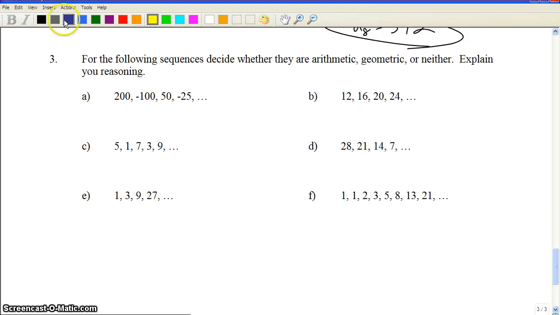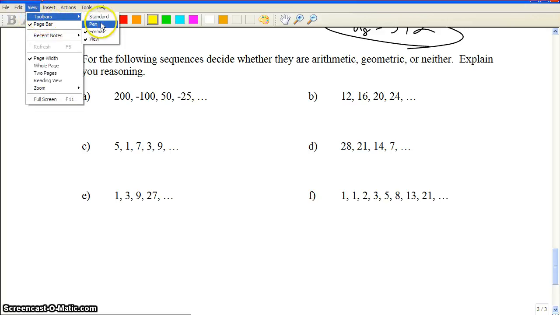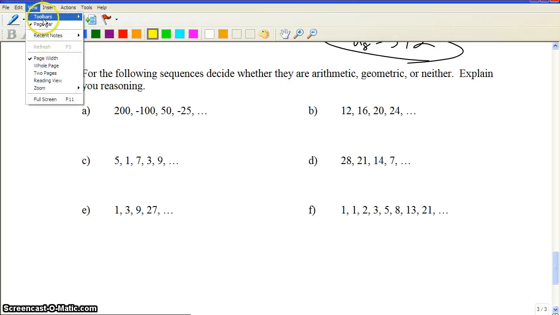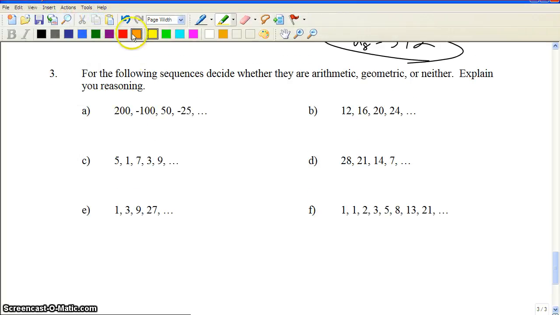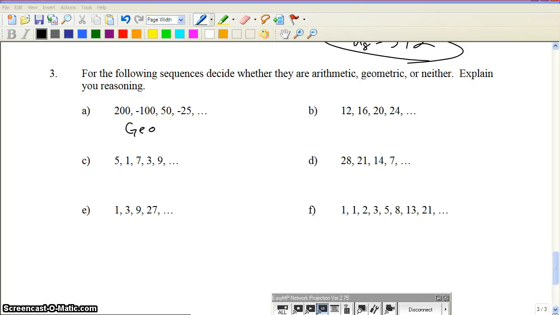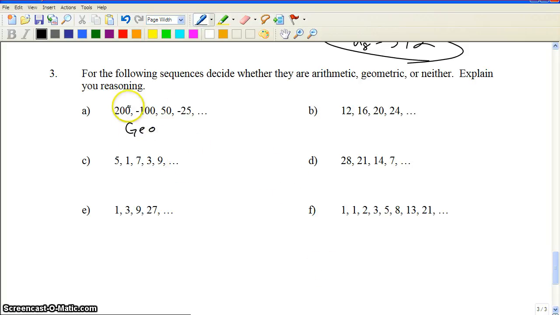What type of sequence is the first one? Nope, it's geometric. Geometric, and I'm not projecting for you guys. It's geometric because the ratio is -1/2. Multiply by -1/2 each time. B, add 4 each time. This is arithmetic. And then the difference is 4.